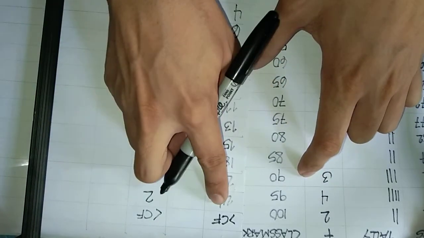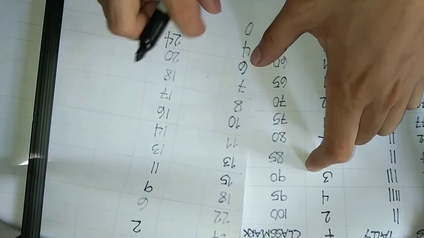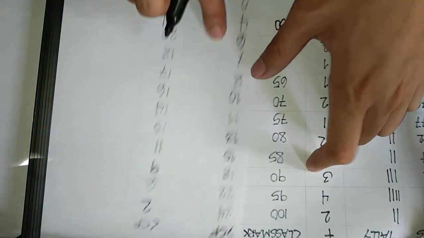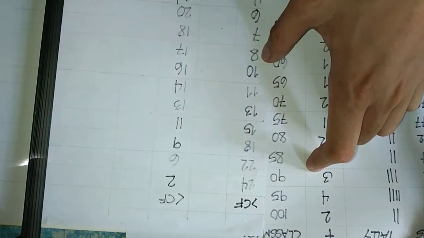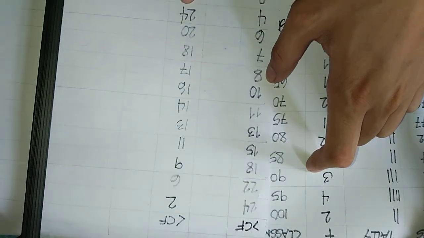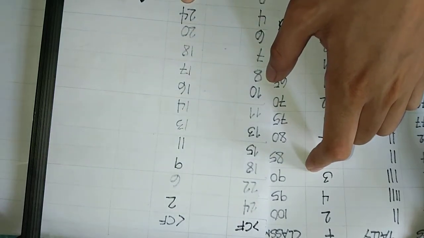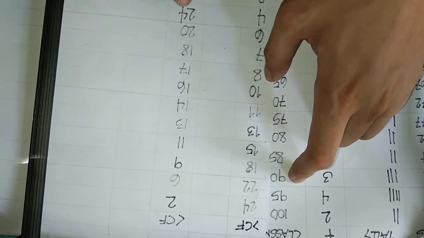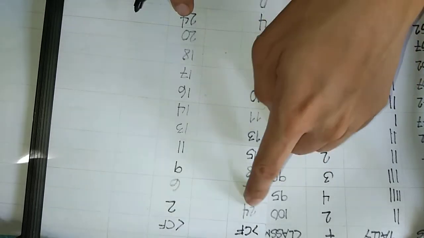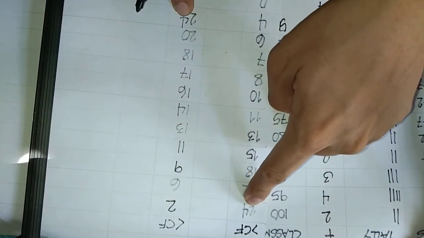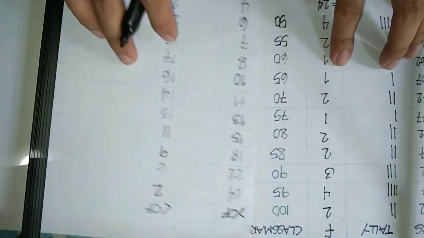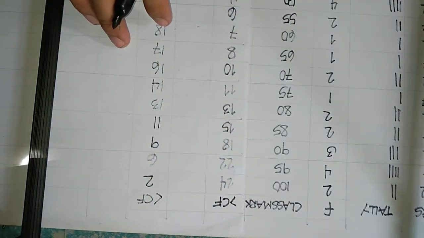And your less than cumulative frequency should be equal to 0. And for your greater than cumulative frequency, it should be equal to the total number of frequency, which is 24. And 24 is equal to the 24 here. Okay, so that is the technique.